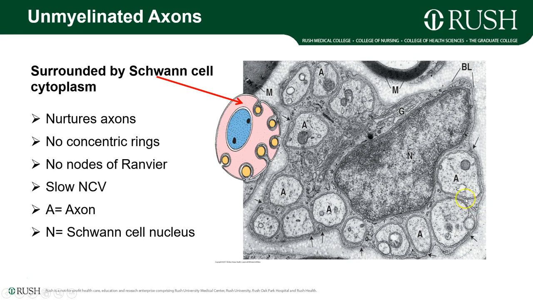In an unmyelinated axon, as depicted here, again you see the nucleus of a Schwann cell with multiple axons, and yet there is no myelination. So they are nurturing the axons. There are no nodes of Ranvier. Because of the lack of myelination, the speed at which the conduction is taking place is slow.